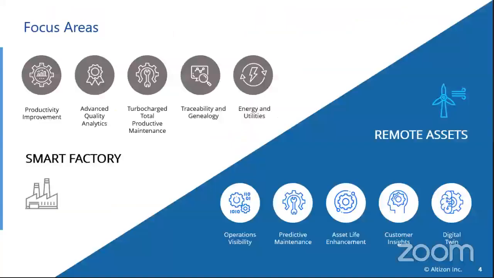Can you go to the next slide, Dheeraj? These are some of the focus areas which Altizon focuses on, and I will focus on the left side of the slide for this presentation. We are talking about productivity, quality, maintenance, traceability and genealogy, and energy. These are the 5 things into which our application is also molded.